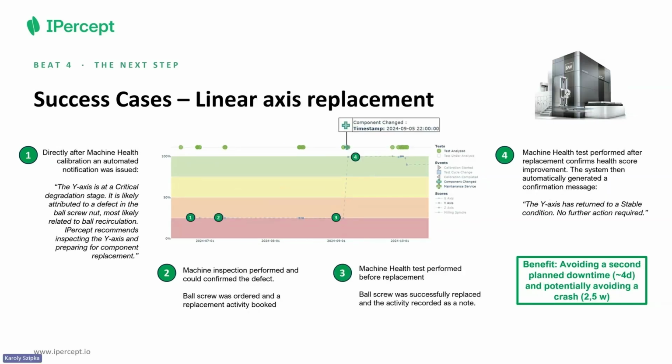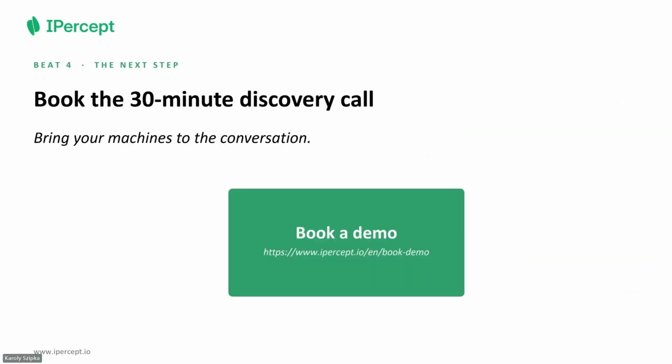And then a linear axis replacement, where a critical condition was identified and the impact of the right renovation was also demonstrated, saving, again, long days of downtime on the critical equipment.